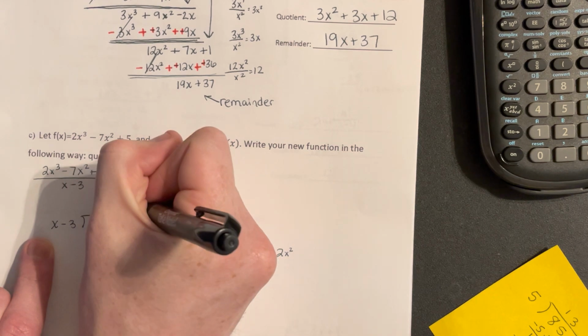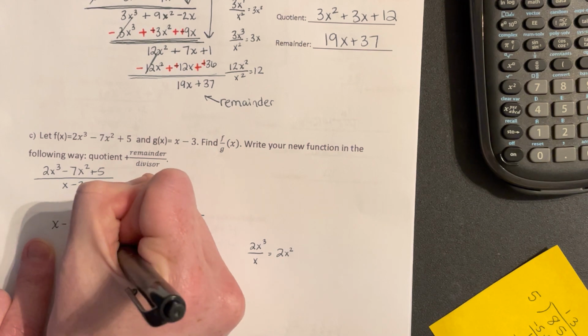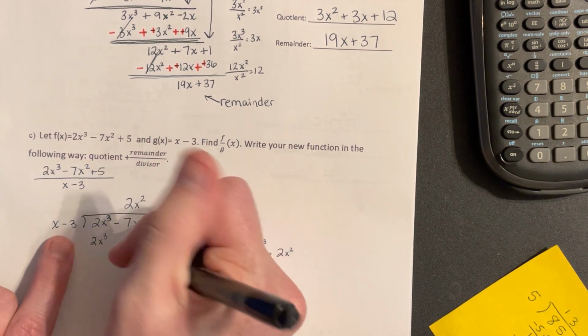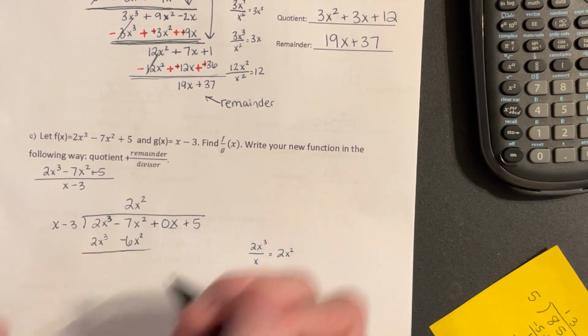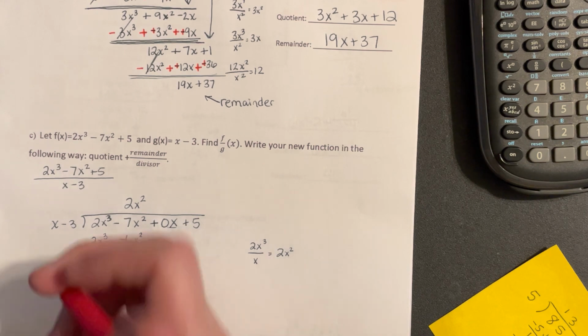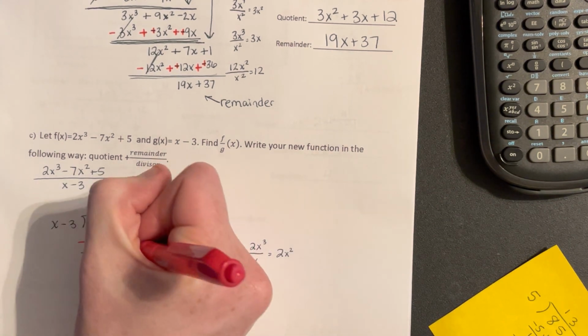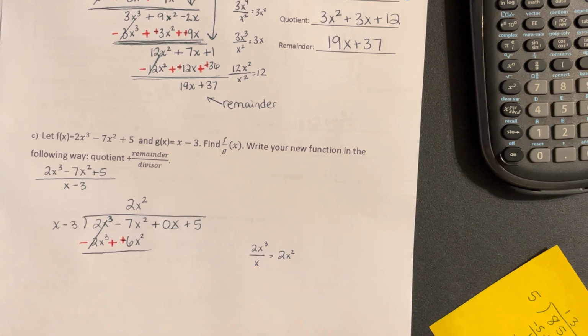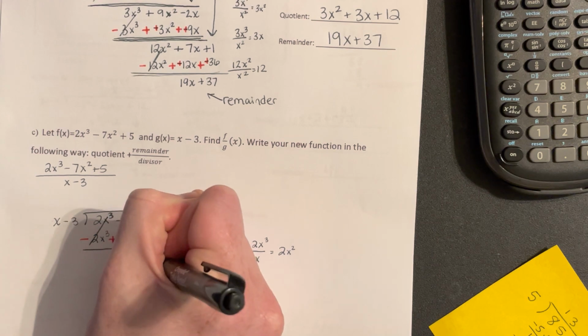That gives me 2x squared. 2x squared times x is 2x cubed. 2x squared times negative 3 is negative 6x squared. We draw that line. Every single time we draw that line, we're subtracting. So we'd have minus and minus. And so then that would give us a 2x cubed minus 2x cubed. Minus a negative is plus a positive. So a negative 7 plus 6 is a negative 1x squared.